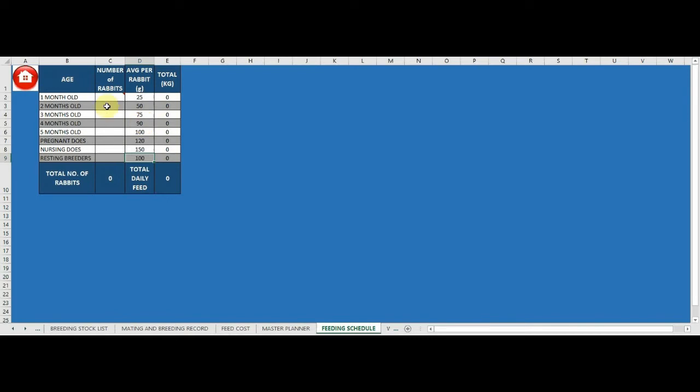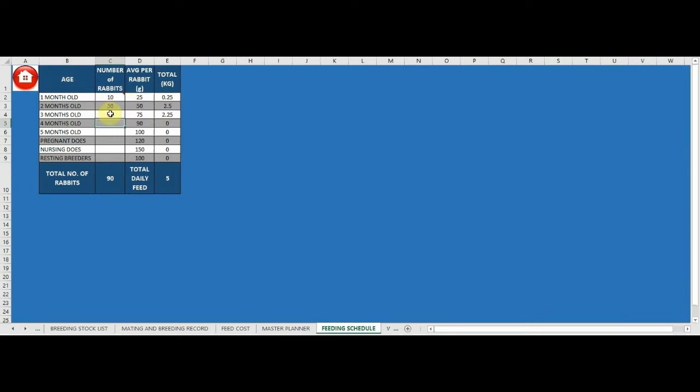Now, how does this help you? You enter the number of rabbits you have that are 1 month old. Let's say you have 10 of them. You know that they are supposed to eat 0.25 kilo each, which is equivalent to 250 gram. Maybe you have 2-month-olds, let's say 50 of them, which means they're supposed to eat 2.5 kilo. Then 3 months old, let's say you have 30 of them. They're also supposed to eat 2.25 kilo.